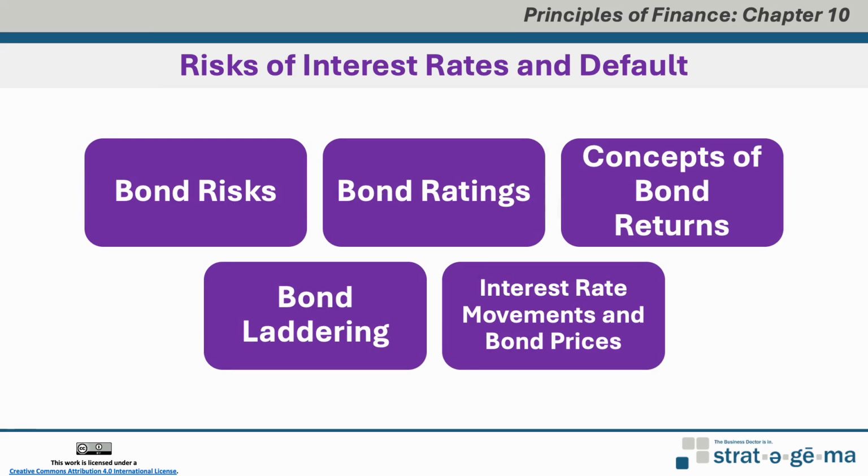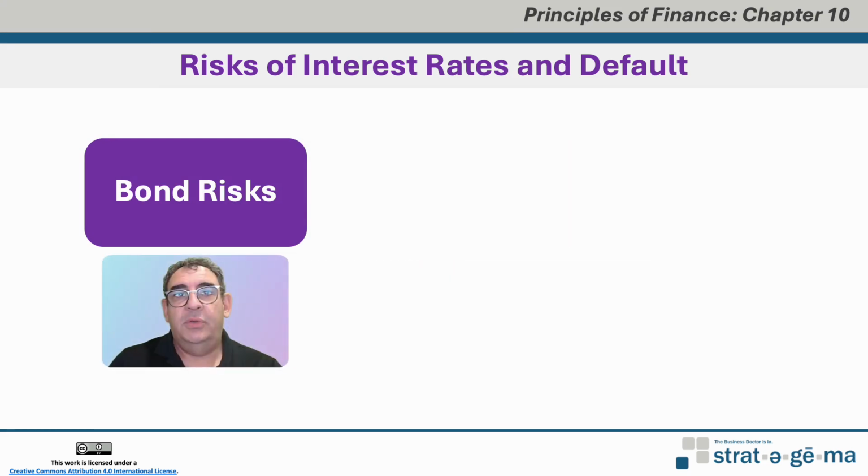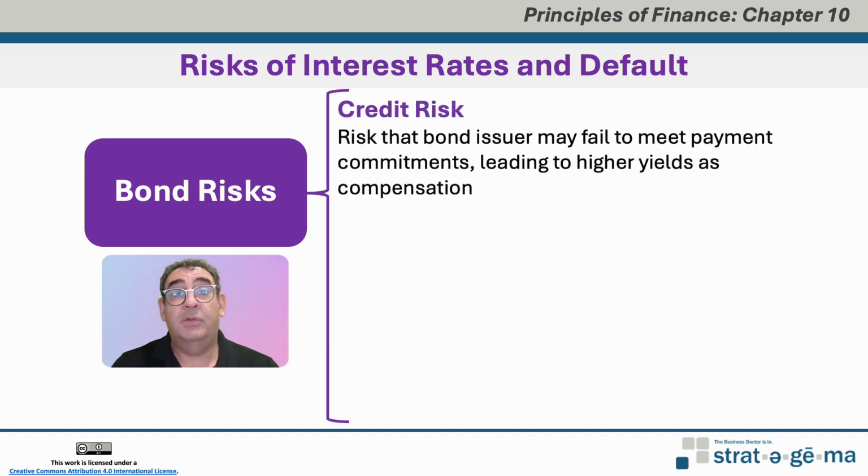maturity on a bond. All right, so when it comes to the risks associated with bonds, there are a number of different kinds. The first is credit risk.